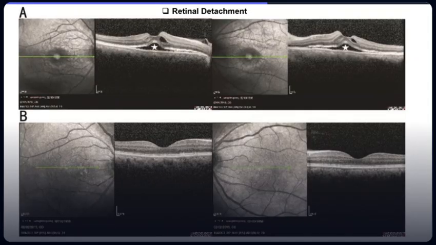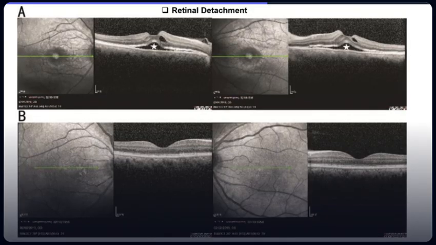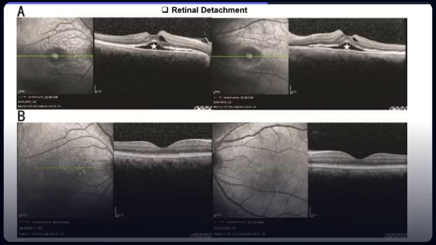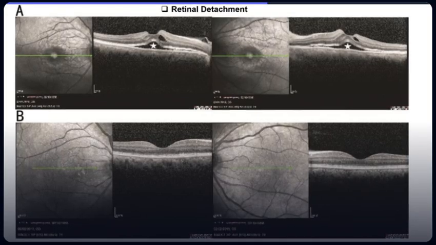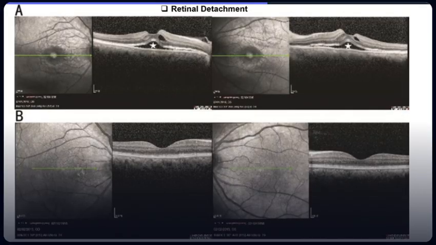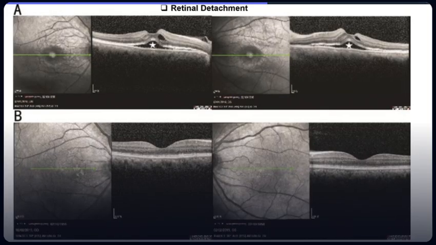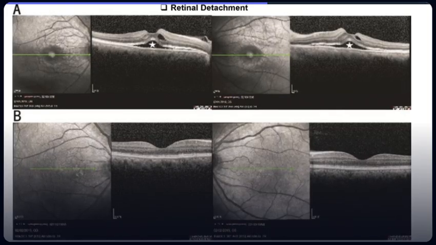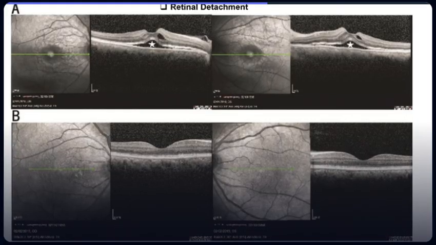Examine the topographical disruption in row A, where the neurosensory retina is vaulted upward by an accumulation of subretinal fluid, highlighted by the white stars. This hyporeflective void on the OCT cross-sections signifies a total mechanical and metabolic disconnect between the photoreceptors and the supportive retinal pigment epithelium, fundamentally halting the visual cycle.